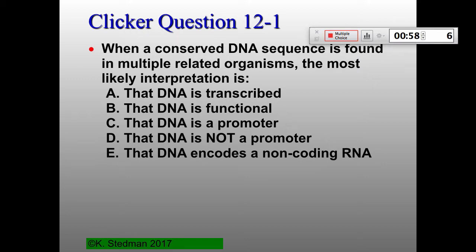Okay. When a conserved DNA sequence is found in multiple related organisms, the most likely interpretation is transcribed, functional, promoter, not a promoter, encodes a non-coding RNA. And I'll usually try not to lecture that fast.